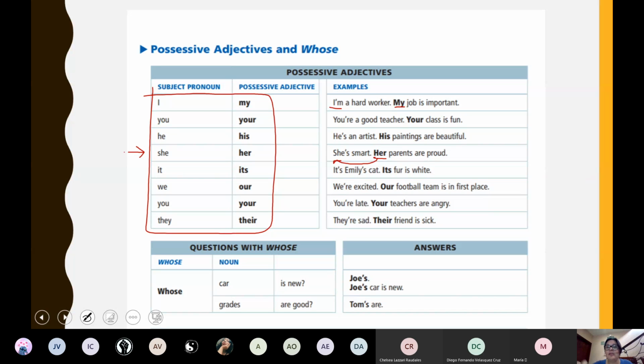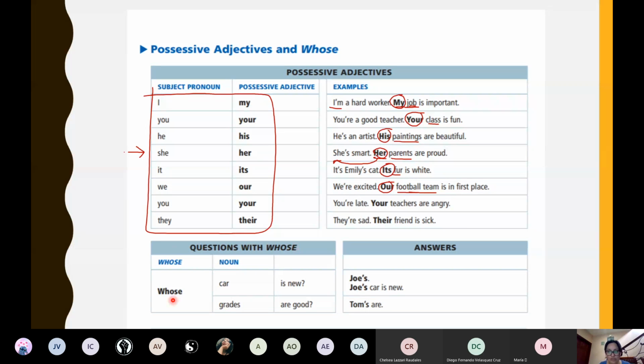And another thing that you have to remember is that possessive adjectives come before the nouns. Look. Here we have the possessive adjective, here we have the noun. Possessive adjective, noun: your class, his paintings, her parents, its form, our football team. So if you can see, in all of these cases we have the possessive adjective first, and then the noun.